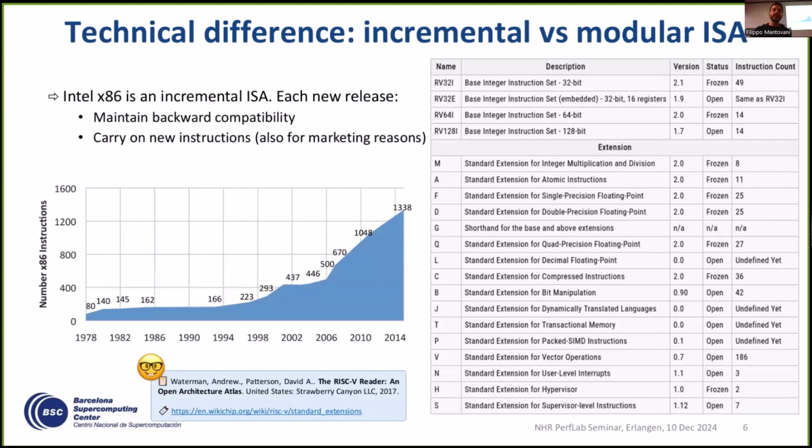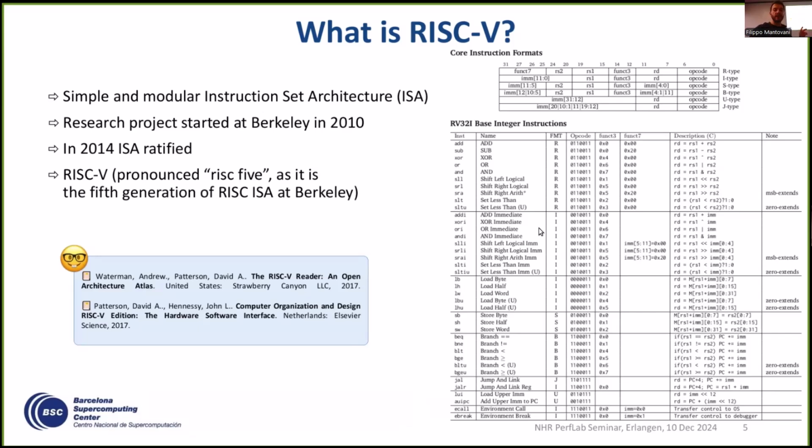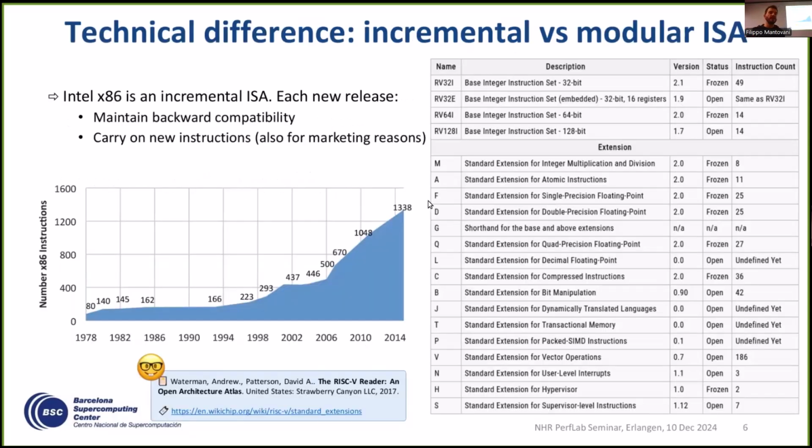Another important thing is that with these basic instructions you can handle only a few operations, but maybe you need more; we are going to talk about the vector extension. So RISC-V is a modular instruction set, as opposed to x86, which is incremental. Vector is one of the modules of the extension that you can enable.